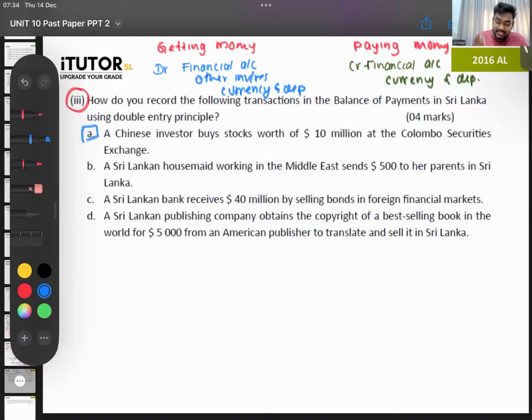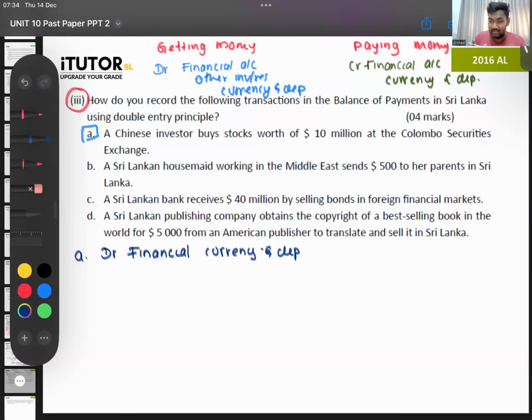First one, a Chinese investor buys stock worth 10 million at the Colombo Stock Exchange. All of you tell me, are we getting money or paying money? A Chinese investor has purchased stock from the Colombo Stock Exchange. So is Sri Lanka getting money or paying money? That fellow has purchased our shares, so we are getting money. That means debit financial account, currency and deposit.